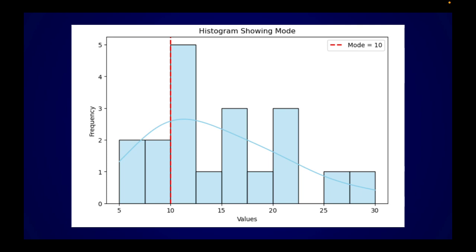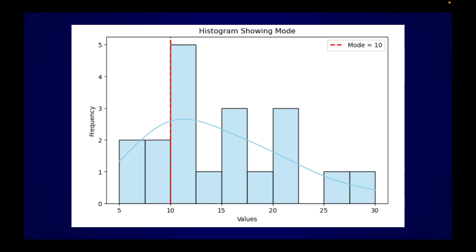And this red dashed line marks the mode, which is the most frequently occurring value in the data set. In this case, the mode is 10. It is already written at the top that the mode is 10, meaning the value 10 appeared most in the data set. In the legend at the top right, it says mode equals 10, which tells us that the red dashed line represents the mode.